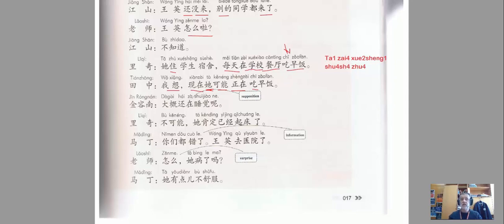And here the 正在 just places a little more emphasis on the fact that she is doing this now as we're speaking. You could just simply say 现在她可能在吃早饭 and leave out the 正. So 正 or 正在 are both correct here, but the 正在 just gives a little bit more emphasis to the fact that this is happening now as we're speaking.